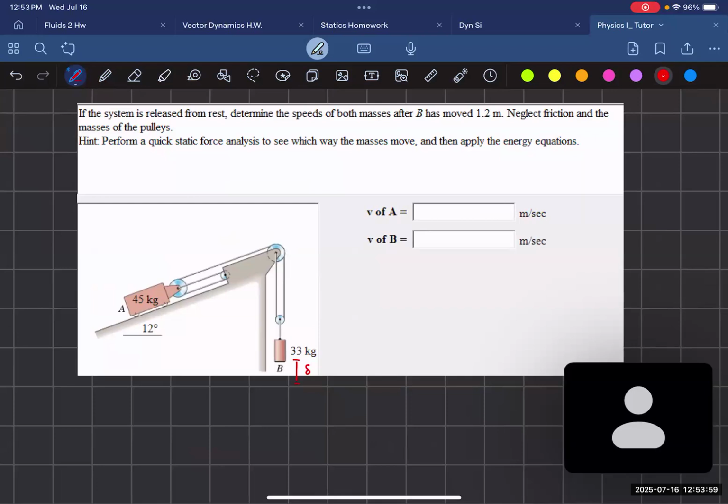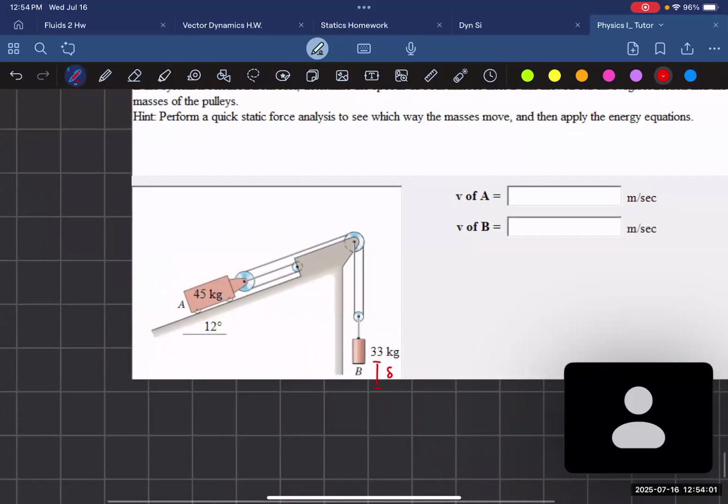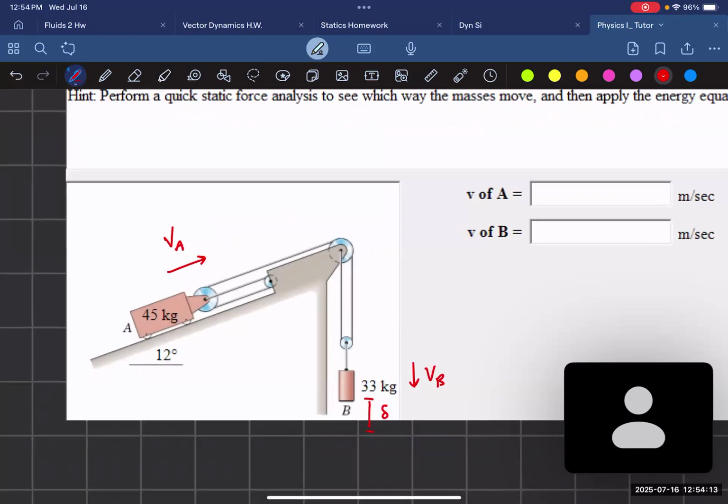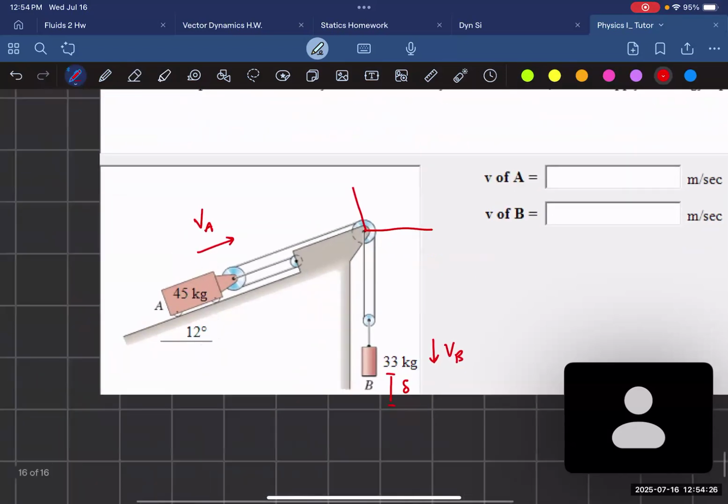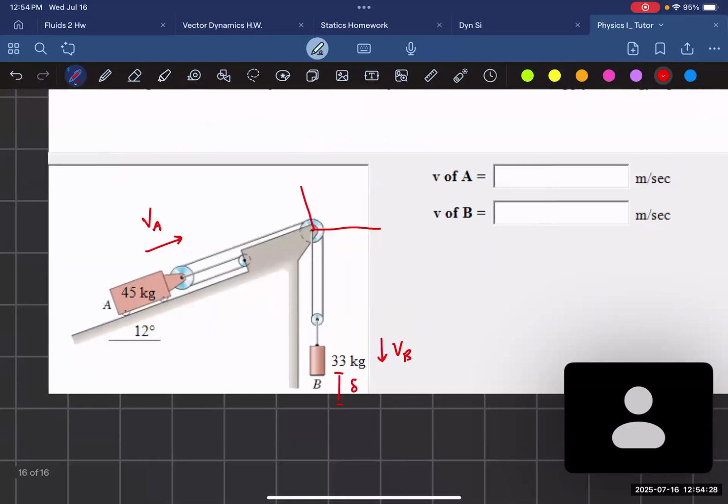For the sake of this problem, we're going to assume that the motion of A is upwards and the motion of B is downwards. The first thing we're going to do is find the constraint equation, right? Whenever you guys are working with pulleys, it is important to find the constraint equations. We're going to use the tilted coordinate system for A and the straight vertical down coordinate system for B, right?